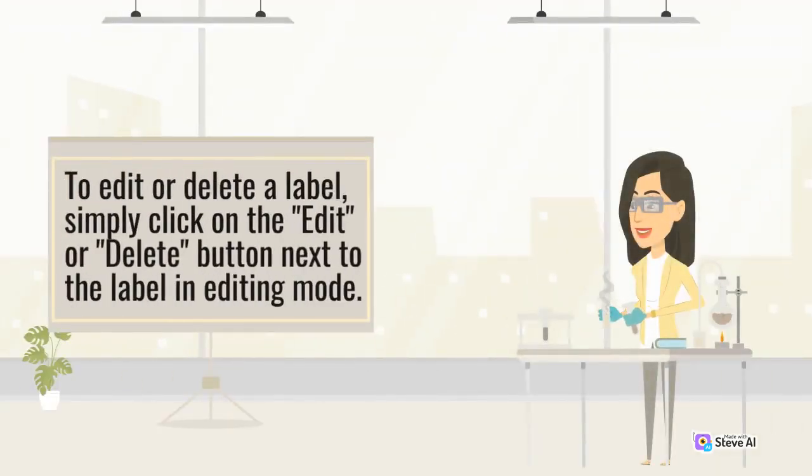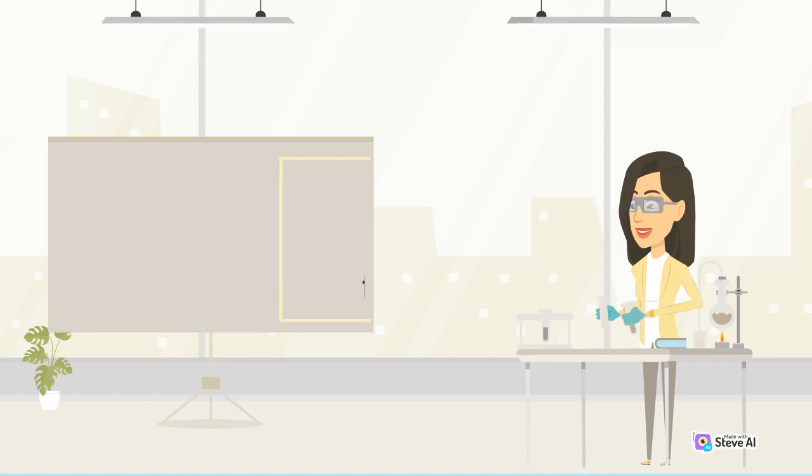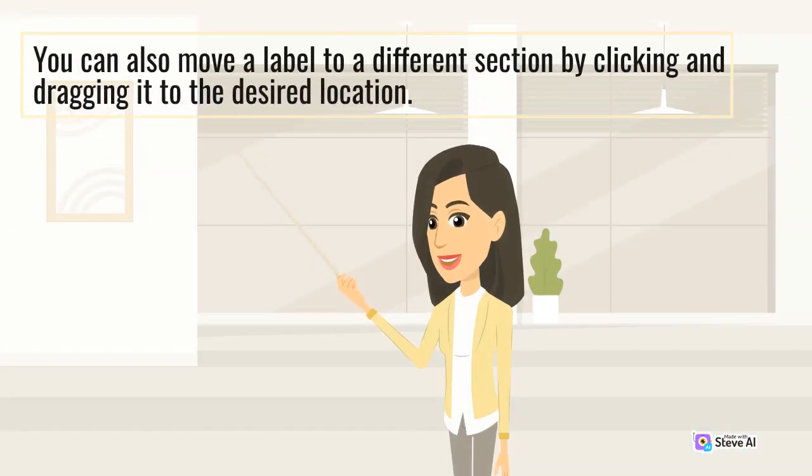To edit or delete a label, simply click on the Edit or Delete button next to the label in editing mode. You can also move a label to a different section by clicking and dragging it to the desired location.